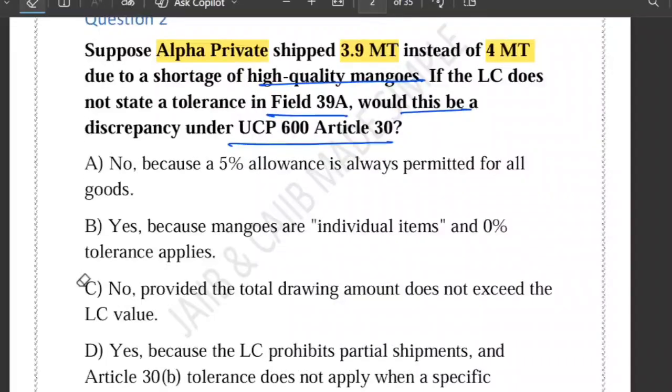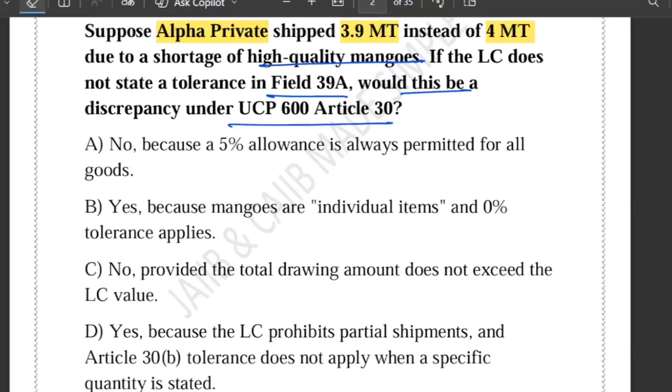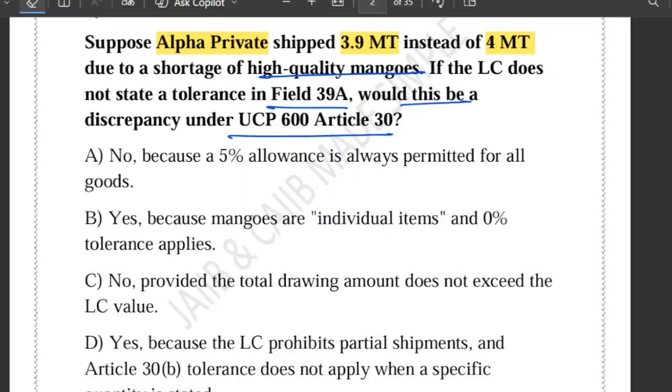Options: A says no, it is not a discrepancy because a 5% allowance is always permitted for all goods. B says yes, it is a discrepancy because mangoes are individual items and 0% tolerance applies. C says no, provided the total drawing amount does not exceed the LC value. D says yes, because the LC prohibits partial shipment and under Article 30(b), tolerance does not apply when a specific quantity is stated. So this is a very good question.